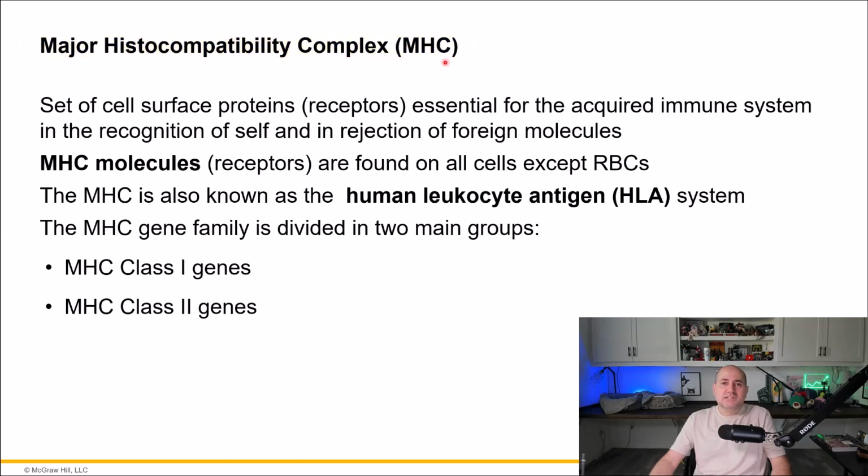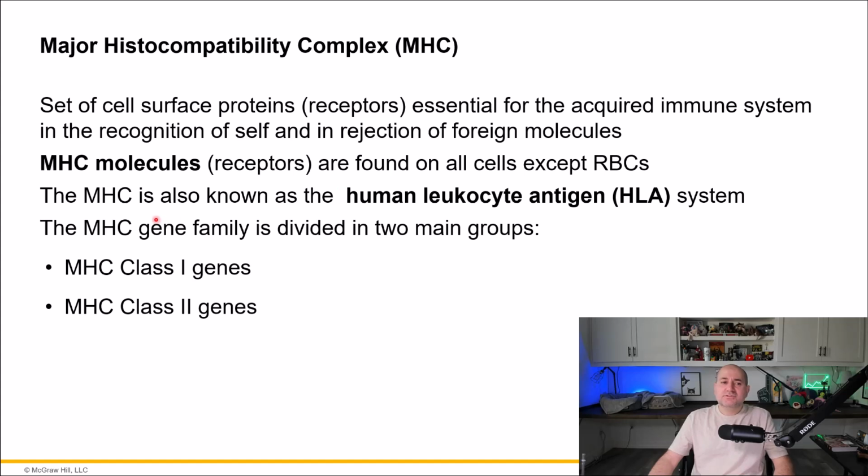Again, these are proteins on the surface of your nucleated cells, or surface proteins. These play a central role in the acquired immune system. Without these MHC proteins on the surfaces of your cells, your B cells and T cells wouldn't do anything. The third line of defense wouldn't be able to work.